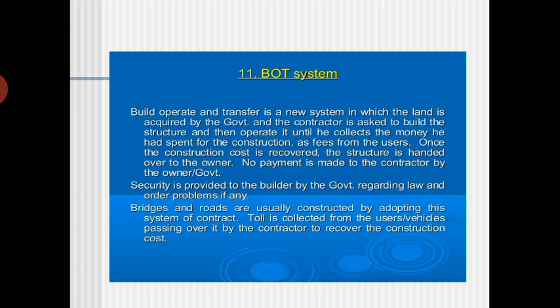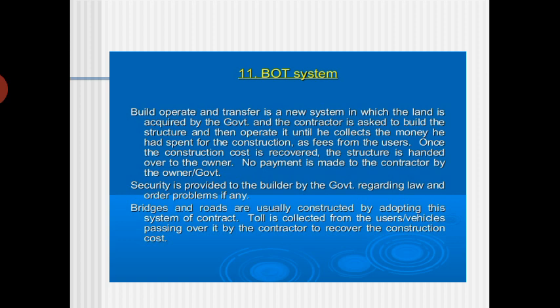Then the BOT system, build, operate and transfer, is a new system in which the land is acquired by the government and the contractor is asked to build the structure and then operate it until he collects, as fees from the users, the money he has spent for construction. Once the construction cost is recovered, the structure is handed over to the owner. So no payment is made to the contractor by the owner or the government.